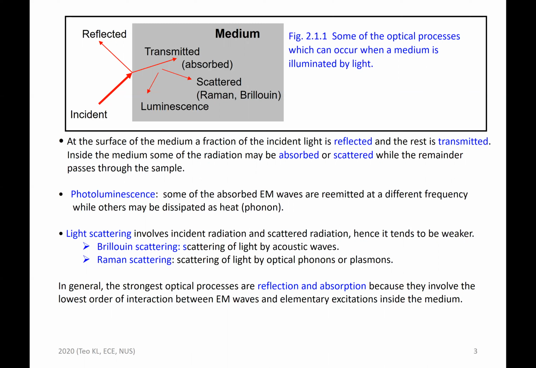In general, the strongest optical processes are reflection and absorption because they involve the lowest order of interaction between the electromagnetic waves and the elementary excitations inside the medium. Raman scattering and Brillouin scattering are considered second order interactions. Reflection and absorption are considered first order interactions. And Brillouin scattering and Raman scattering are weaker, so they are considered the second order interaction. In these optical processes of semiconductors, we will consider only the reflection and absorption.